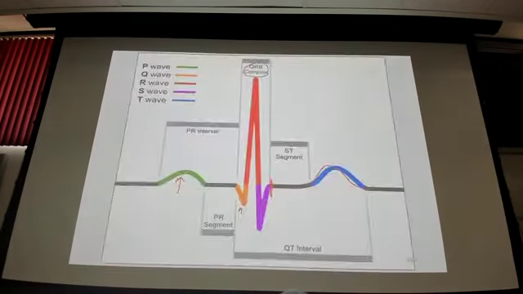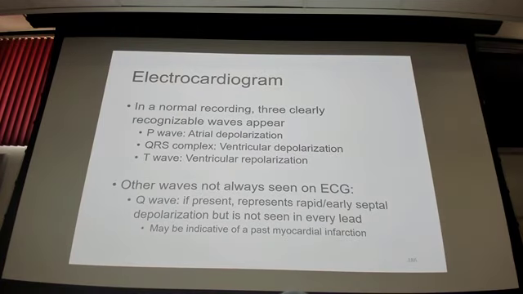So, go back. This is, like I said, atrial depolarization, ventricle depolarization, and ventricular repolarization. Okay? PQRST. Why does it start with A? Because nothing can be easy, right?